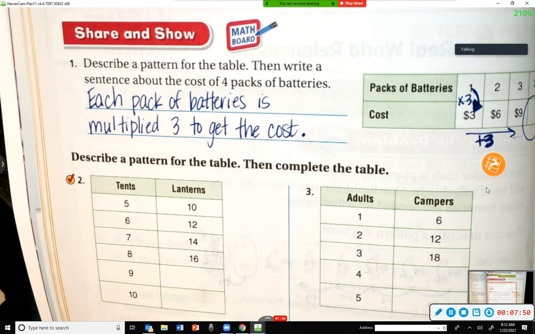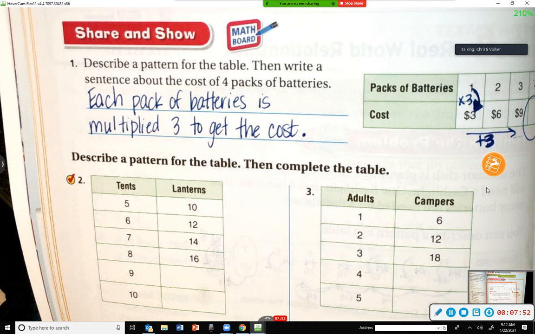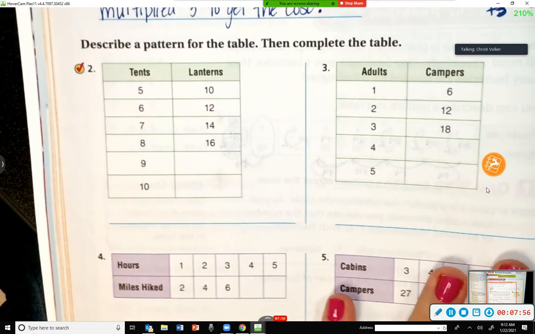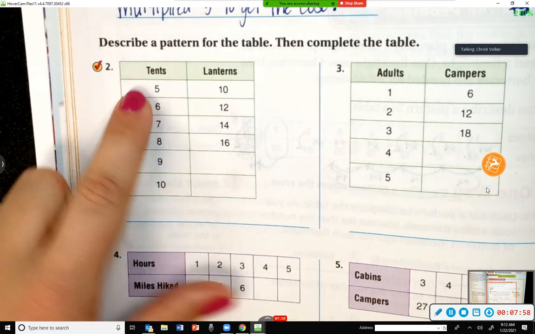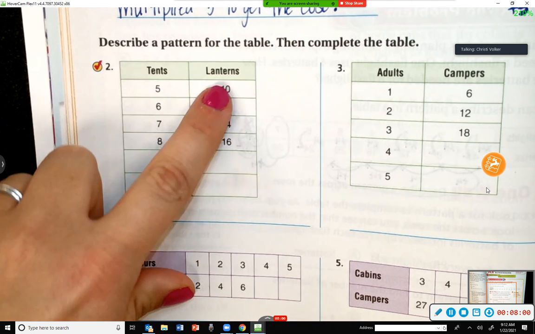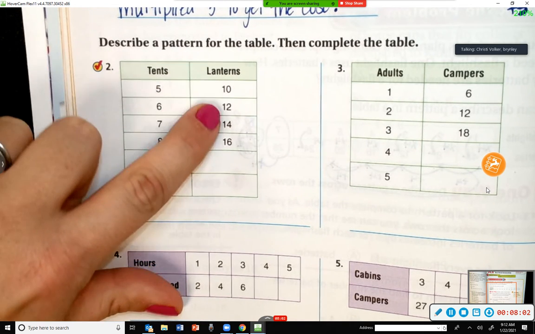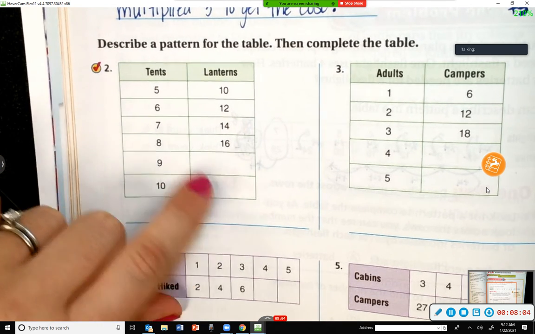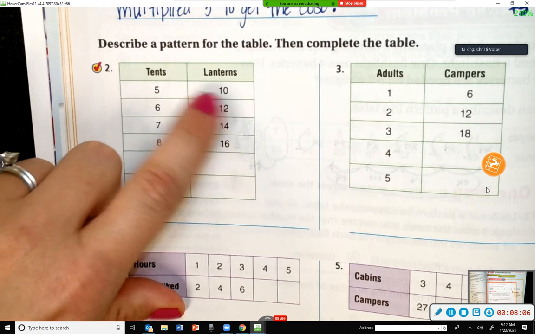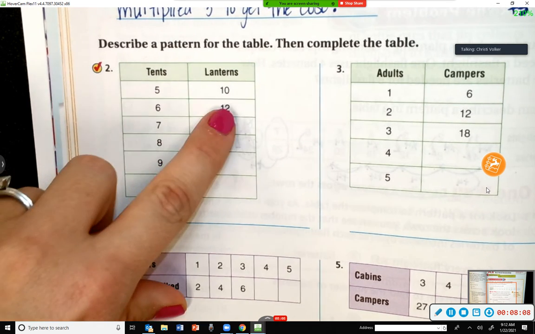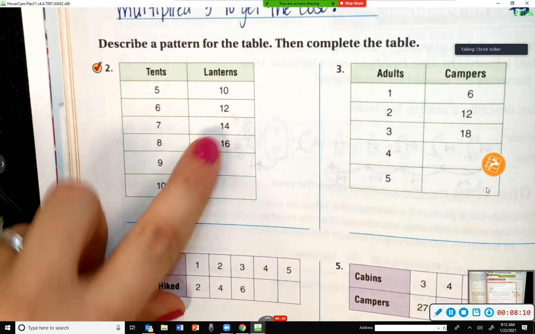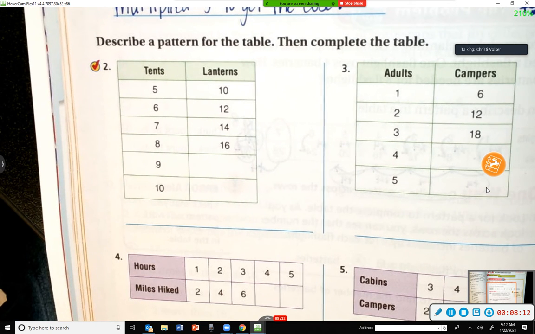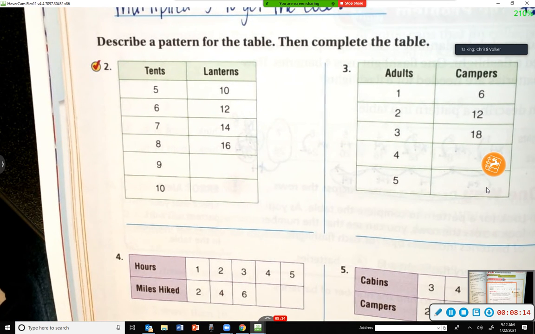Okay, now I want you guys to try number 2 on your own. You're going to describe the pattern that you see, okay? Tents to lanterns. So you can look at the pattern going down here, from 5 to 10, 6 to 12, 7 to 14. Look at the table and figure out what's happening, okay? Describe a pattern.